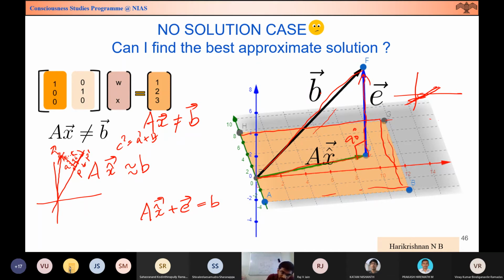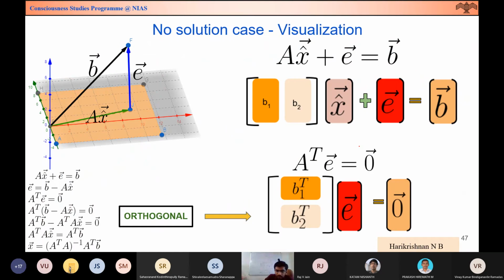When this point P dash approaches P, the error B also becomes closer and closer to 0. So similarly, the error is minimum when the error is perpendicular to the column space of A. So here is the scenario.